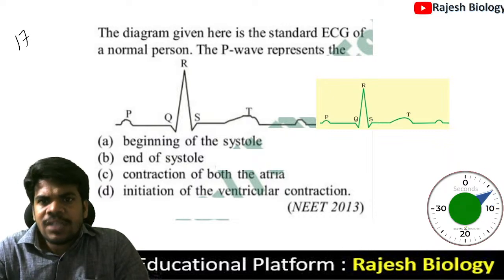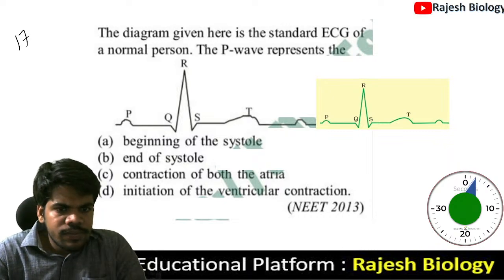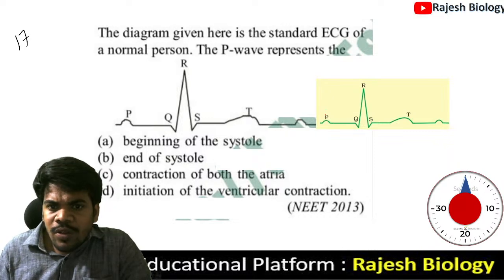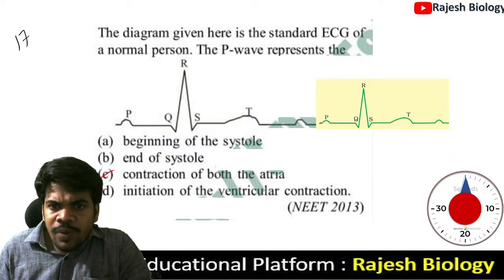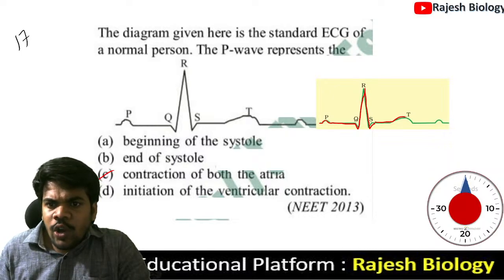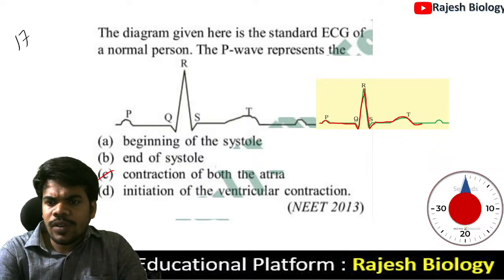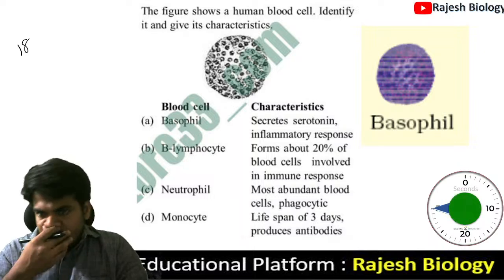P wave represents... sorry, here the option is C. The P wave is going to represent contraction of both the atria. QRS complex is the contraction of ventricles and it is joint diastole. Q wave. Okay, the T wave. Now come to the next question.